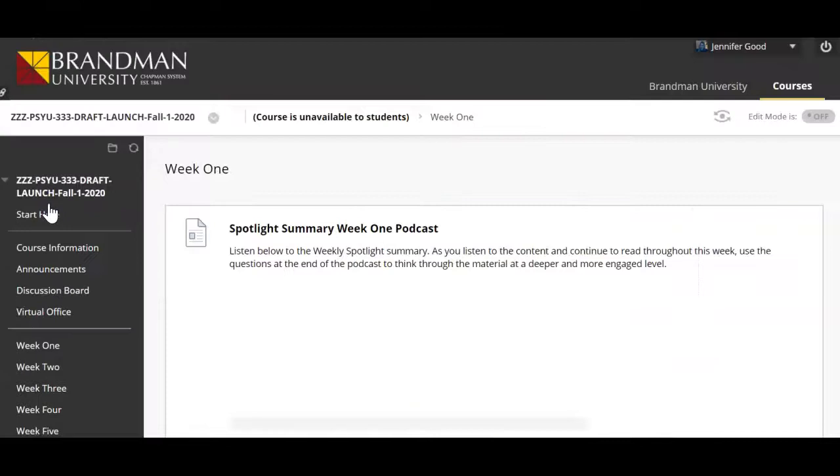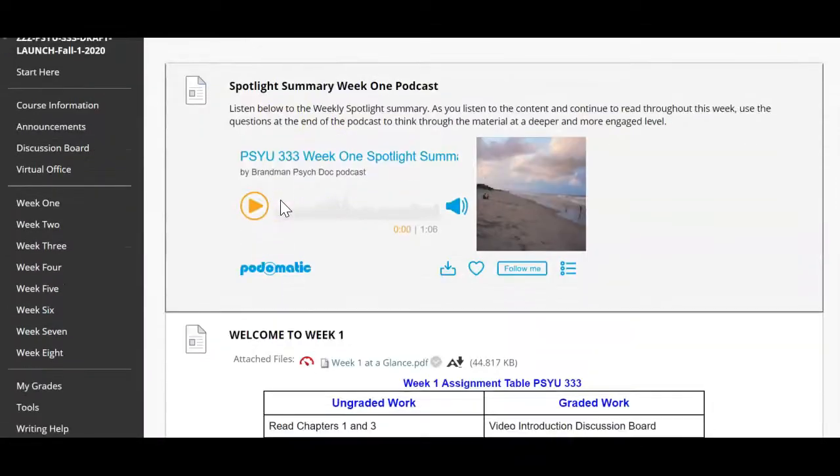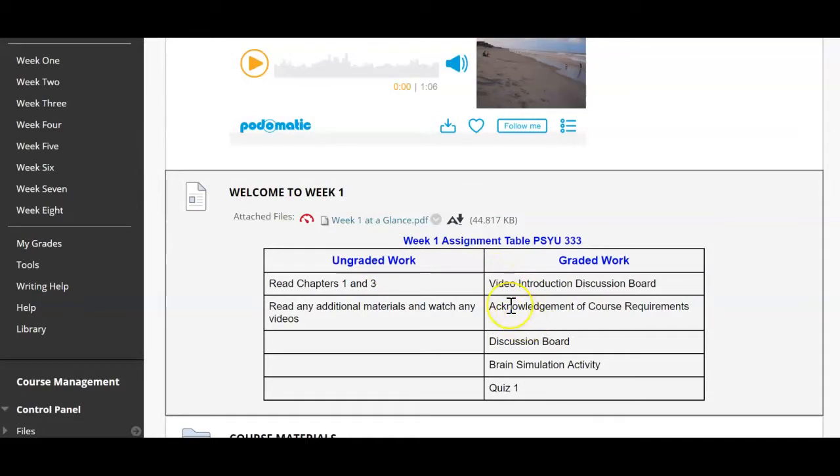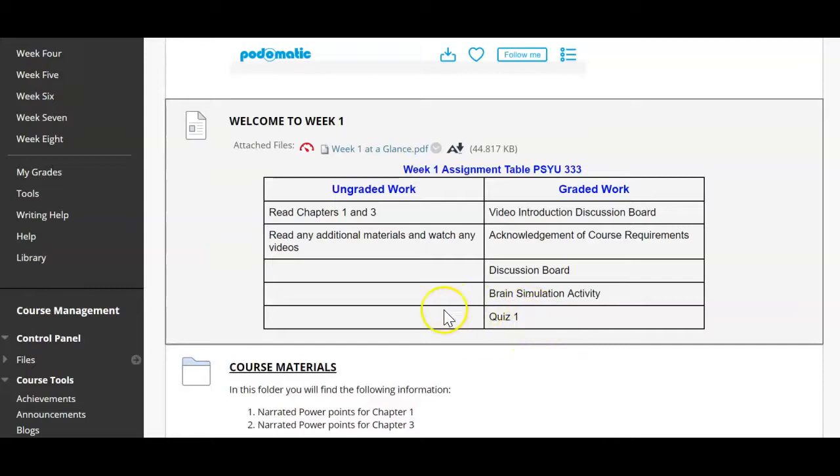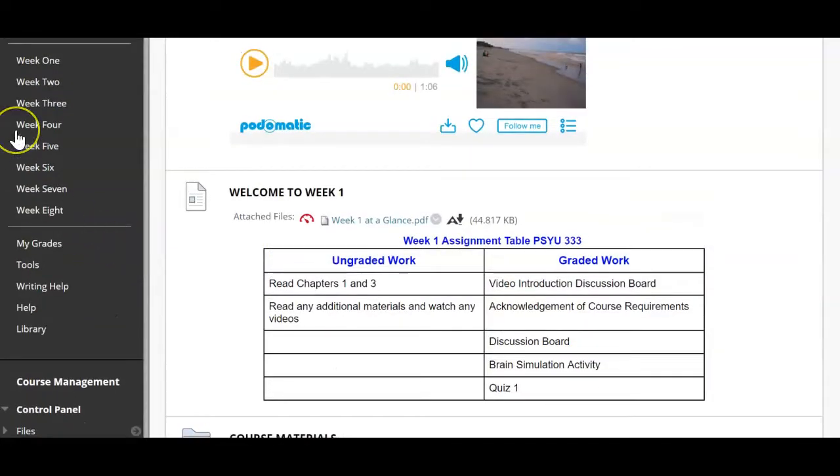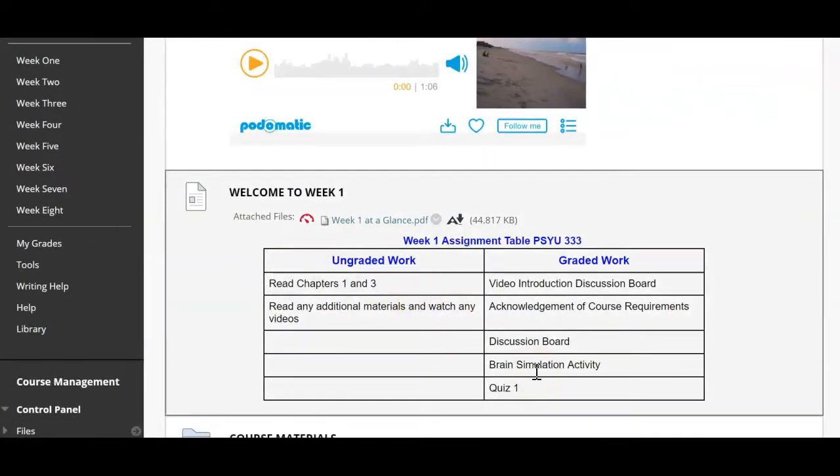Week 1 has several other assignments to help you orient to the course shell and the overall structure of the course. You will notice that we have a total of 6 weekly quizzes, 6 discussion boards, a midterm that will occur within week 4, a final examination that will occur in week 8, and a final paper that will occur in week 7. In addition, there is a brain simulation activity in week 1. You will find an instructional video for that assignment in week 1.